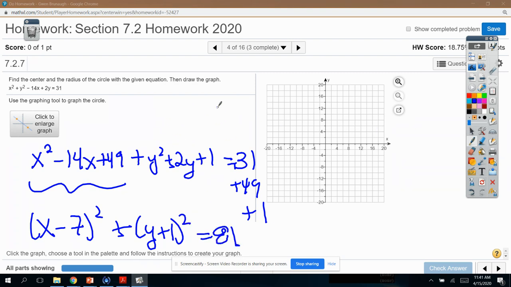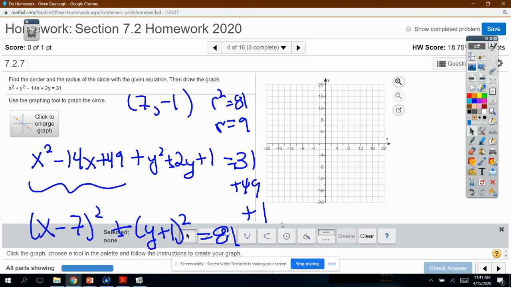So first we need to find our center, and our center is going to be 7, -1. When you change the sign, change the sign. The radius squared is 81, which means the radius is 9. So we're going to go to our circle tool, and we're going to put our dot at 7. Oh, they're going by 2s again. 2, 4, 6, 7, -1. Okay, that stinks. Okay, and now we're going to count over 9.